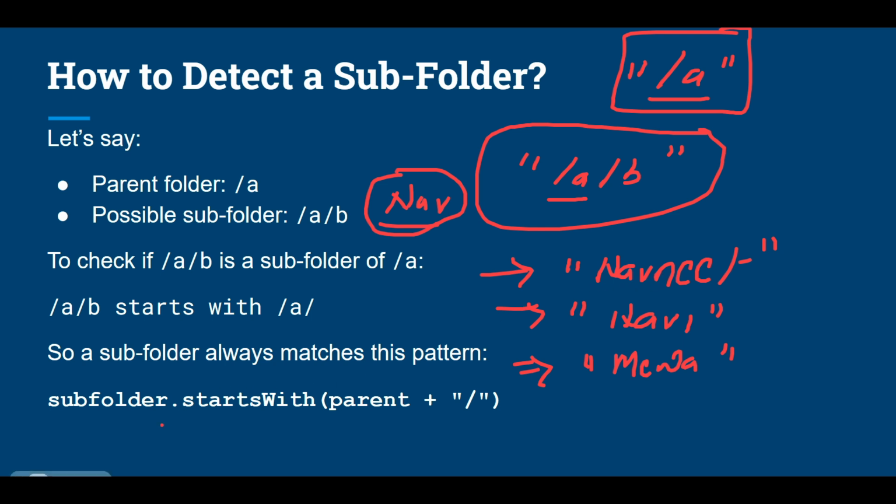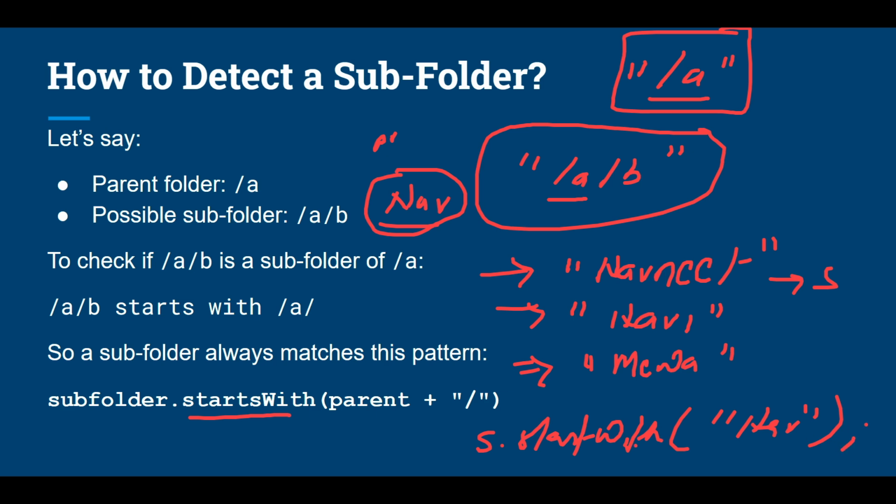we'll use the startsWith method. Let's call this string s. So we'll say s.startsWith, and what we will pass is NAV, or you can pass any substring name, let's say prefix. You can pass the string name also. And then you close this.